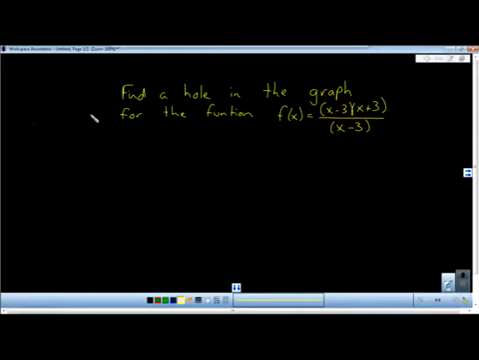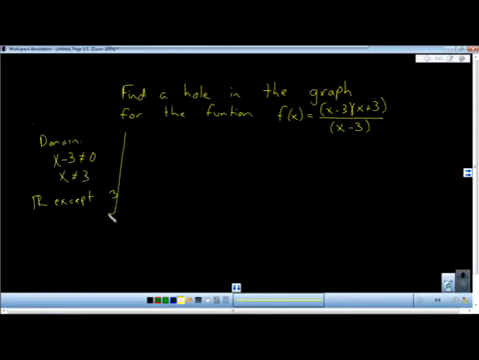Next, we need to be able to find a hole in the graph. So we're going to try to find the hole in this graph for the function f of x equals (x minus 3)(x plus 3) all over x minus 3. Now, before, we would take the denominator and say, well, x minus 3 cannot be equal to 0, so x cannot be equal to 3, and your domain would be all real numbers except for 3. So this is our domain.